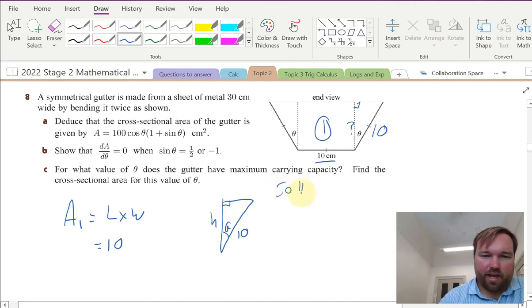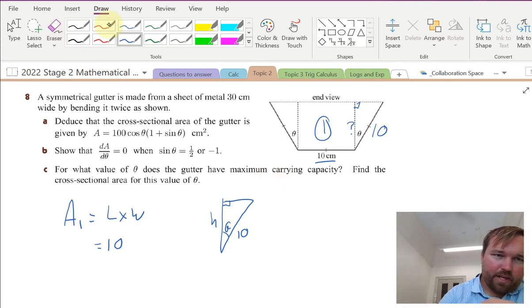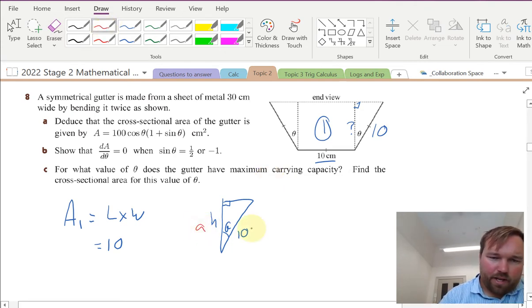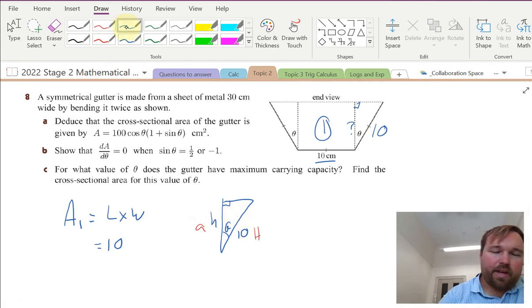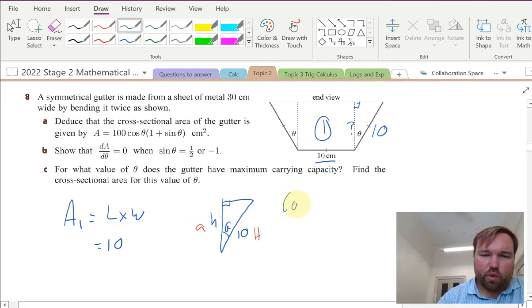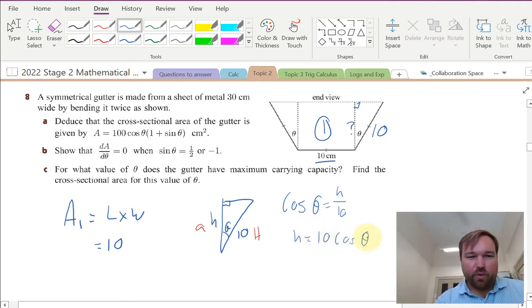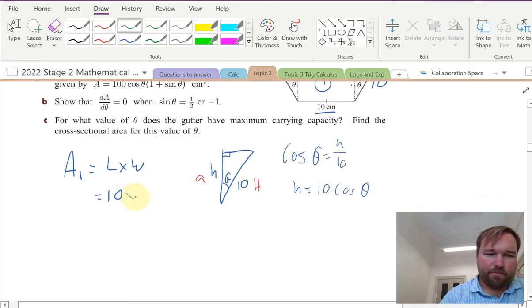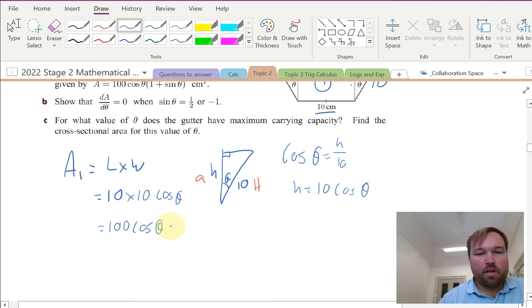So I still had written on my math sheet when I finished year 12, SOHCAHTOA at the top. The reason it's important is because what I've got here is an adjacent and a hypotenuse and an angle. A and h is cos, therefore cos theta is equal to adjacent over hypotenuse. H is equal to 10 cos theta. Therefore, the area of that big section is 10 times 10 cos theta is equal to 100 cos theta. Alright, good place to start.